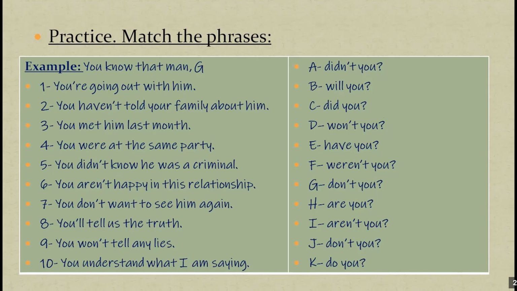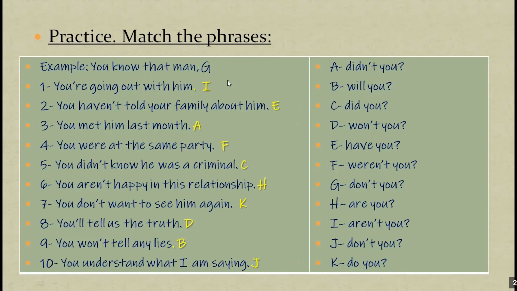Okay, let's take a look at the answers. You're going out with him, aren't you? Verb to be, and then we use verb to be in the negative form. You haven't told your family about him. Have you? Verb to have as a part of the present perfect. So you are going to use verb to have as a part of the present perfect.